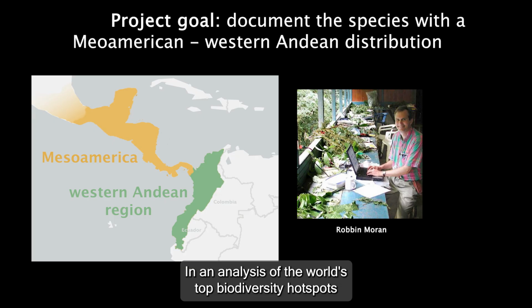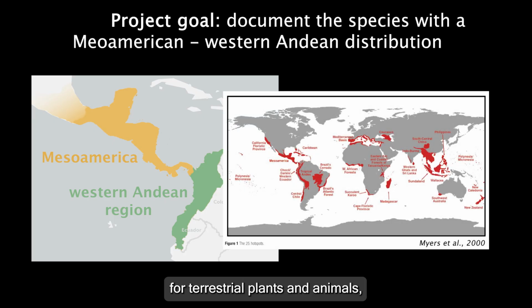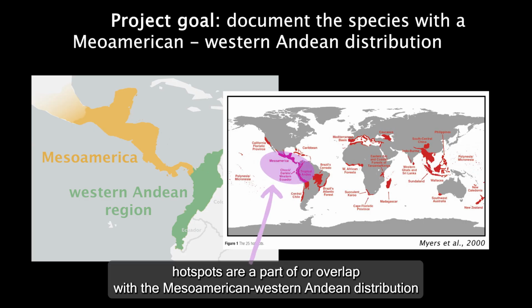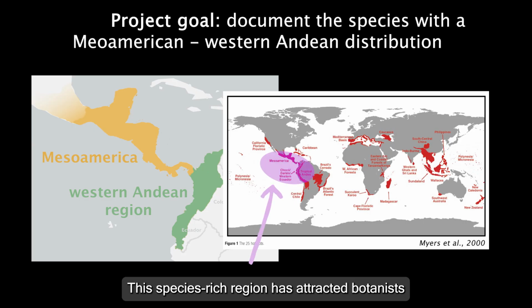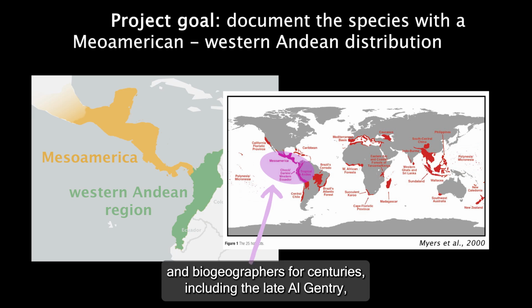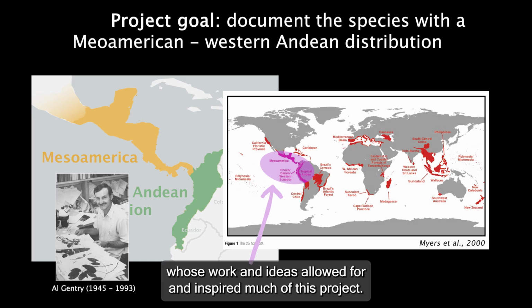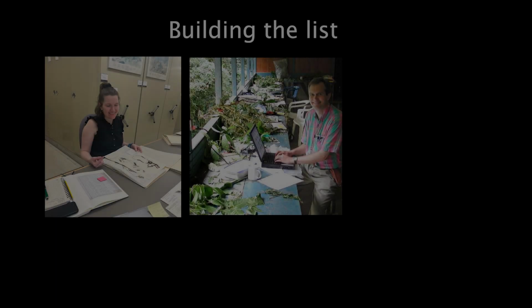In an analysis of the world's top biodiversity hotspots for terrestrial plants and animals, 3 of the top 5 hotspots are a part of, or overlap with, the Mesoamerican Western Andean distribution. This species-rich region has attracted botanists and biogeographers for centuries, including the late Al Gentry, whose work and ideas allowed for and inspired much of this project.